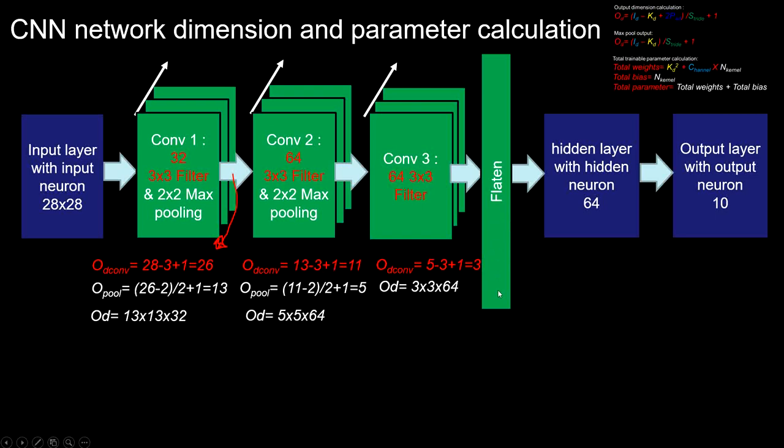The next part, we perform the flatten. Flatten means that we just multiply everything here. 3 by 3 by 64 gives 576. So the dimension will be 576; we just stack everything in here until 576. The next part is the hidden layer with the hidden neurons, where the dimension will be 64, and the same thing applies to the output here.